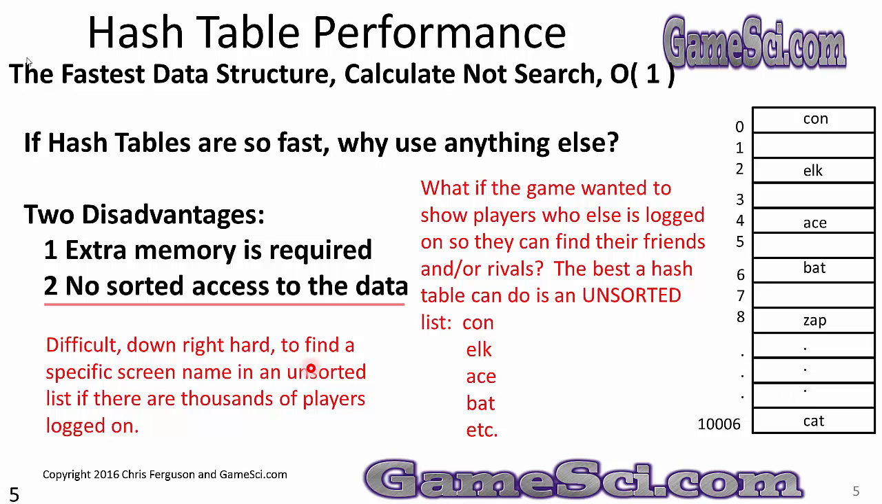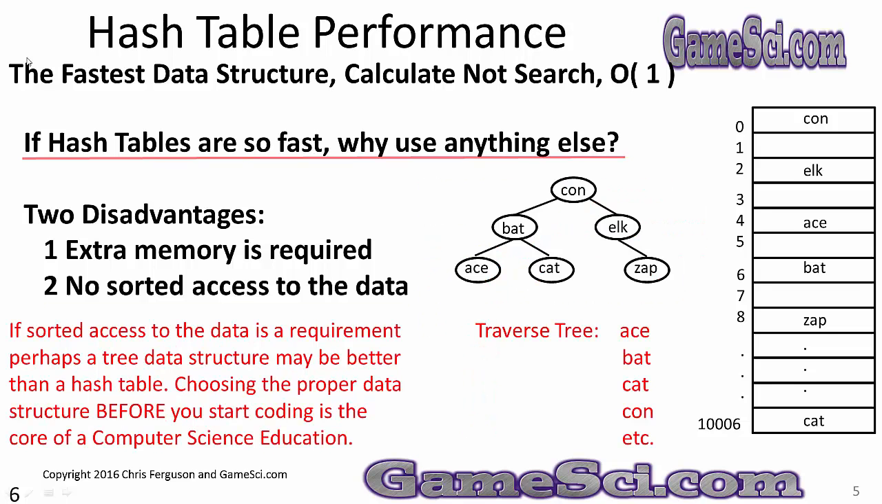It's difficult, downright hard, to find a specific screen name in an unsorted list if there are thousands of players logged on. If you're looking for your friend and you can't see an alphabetical list of screen names, it's going to be hard to find out who's logged on to the game. In this situation, you may want to see who's logged on in an ordered list. If sorted access to the data is a requirement, perhaps a tree data structure may be better than a hash table. Choosing the proper data structure before you start coding is the core of a computer science education.